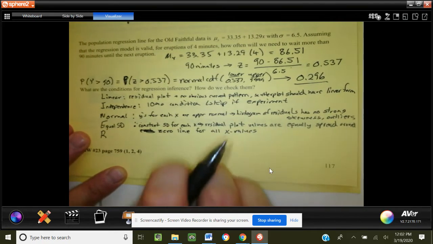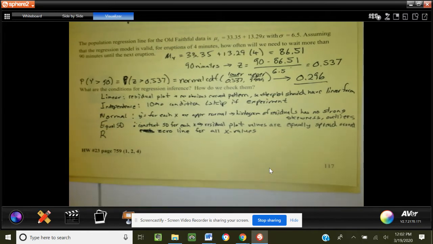Okay, and again, we'll look at an example in a minute. Where this condition wouldn't be met is if you looked at the residual plot and it had sort of a cone shape. If the dots are pretty equally spread, and when I say spread, I mean the distance from that zero line on the top and the bottom, if it's pretty much the same for each x as you go across horizontally, then this condition is met.